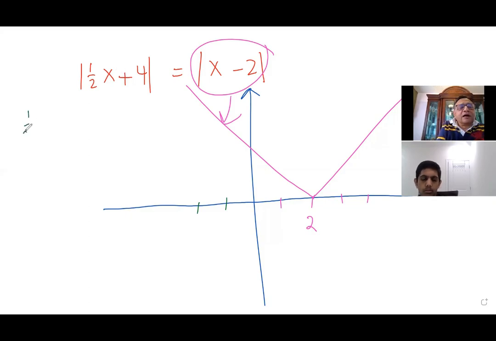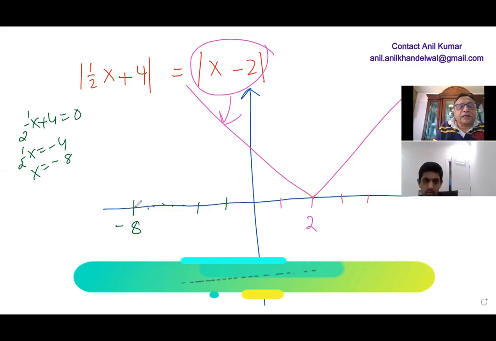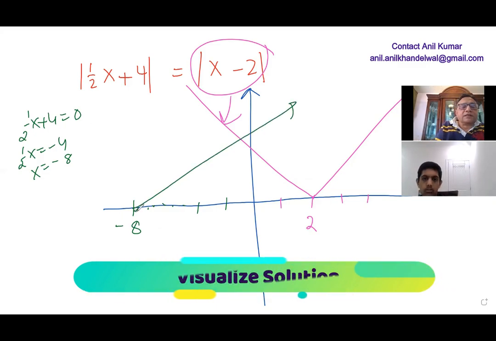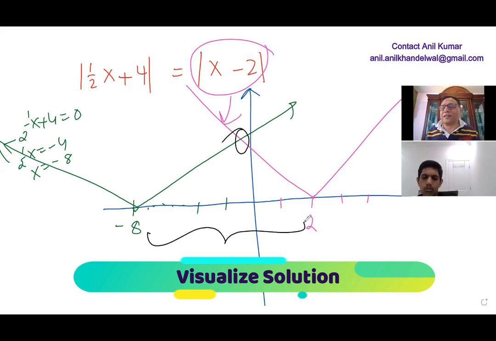Think like this. Half of x plus 4 equals 0 where? When we have half of x equals minus 4, or x equals minus 8. Do you see that? So let us say going forward, this is minus 8. So beyond this point, we have something, right? So this side is kind of like this, and this side is kind of like this. You see that? You do visualize they do intersect, and there is only one point of intersection, which is in the interval from minus 8 to 2, correct?